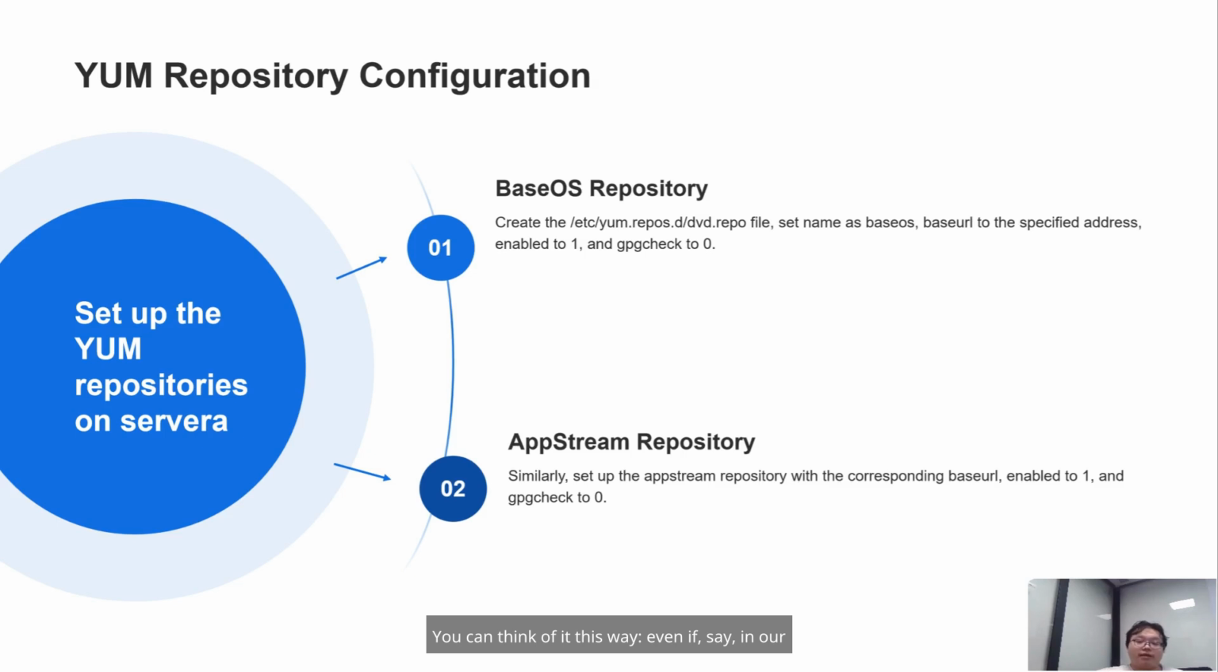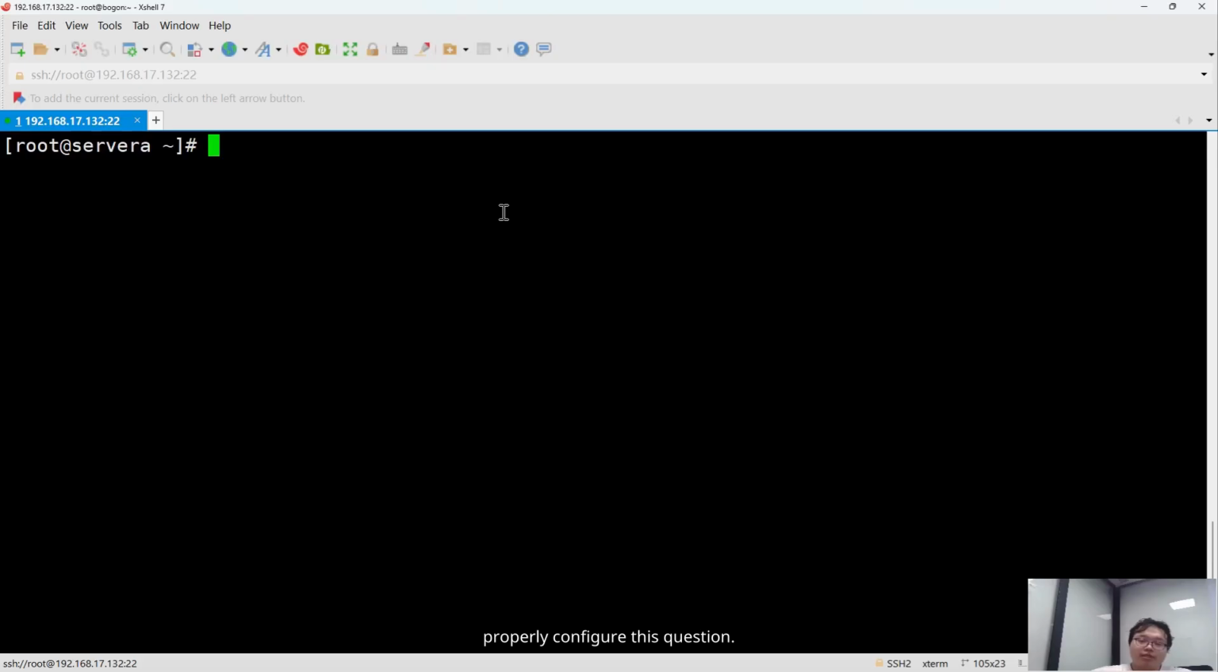You can think of it this way. Even if, say, in our second question, there are requirements for these fields, and if you get them wrong, you don't get points. As long as you get the base URL right, the subsequent software can still be installed, so it doesn't affect the later questions. At least it won't impact the following questions. Alright, so next, let's take a closer look at how to properly configure this question.